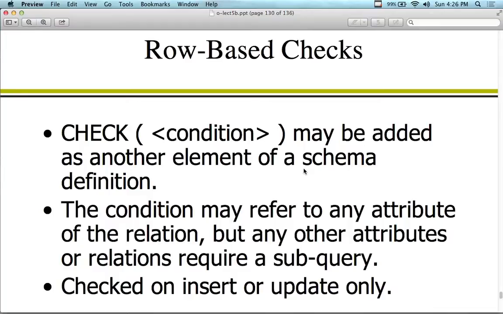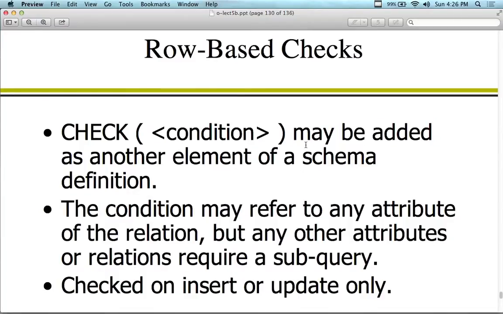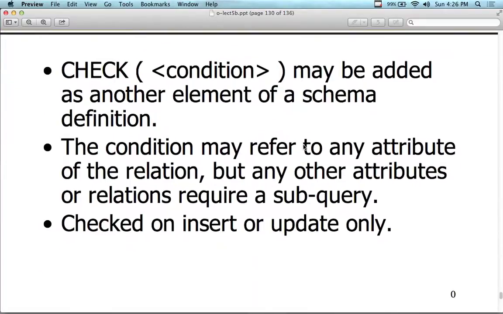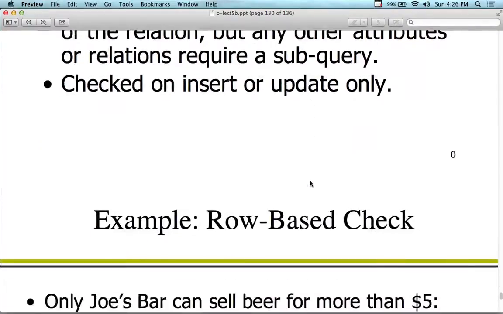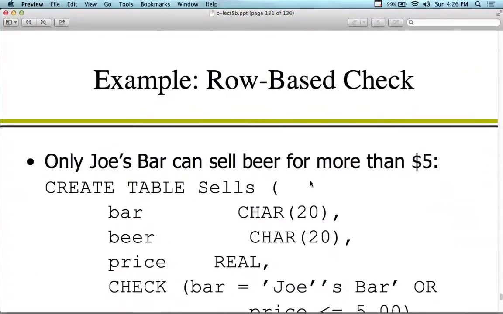Row-based checks. So we're going to check values in multiple different columns that are in the row before we let the row in. What does that mean? We have a check on a condition. It may be added as another element of the schema definition, and the condition may refer to any attribute of the relation, but any other relation requires a subquery. Checks on inserts and updates only. So inserting and updating.